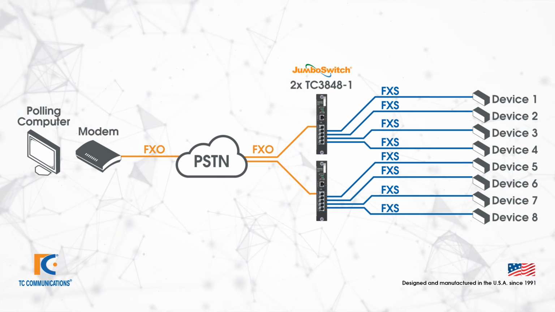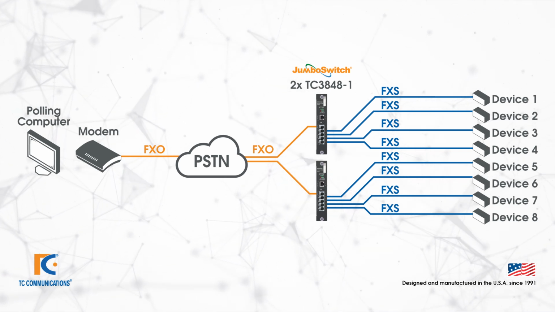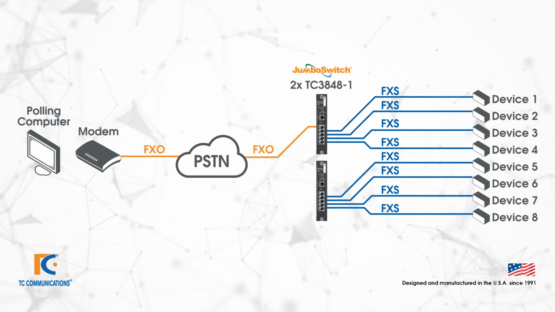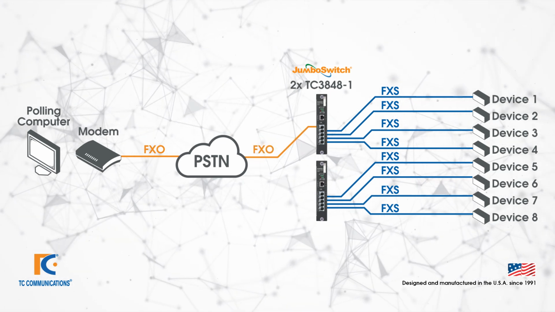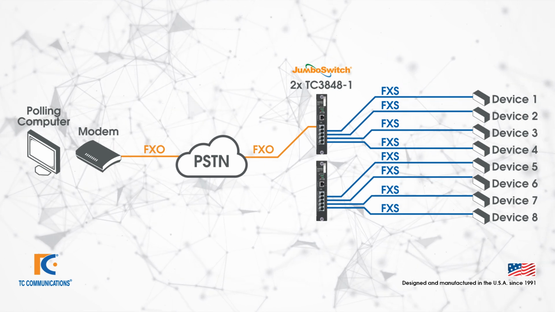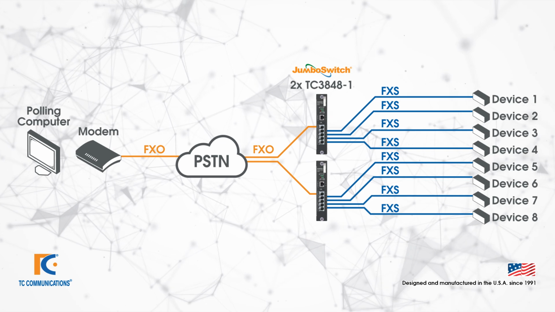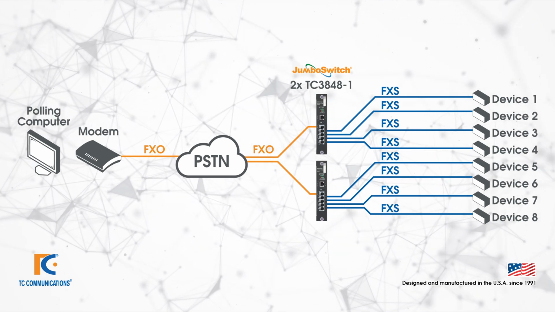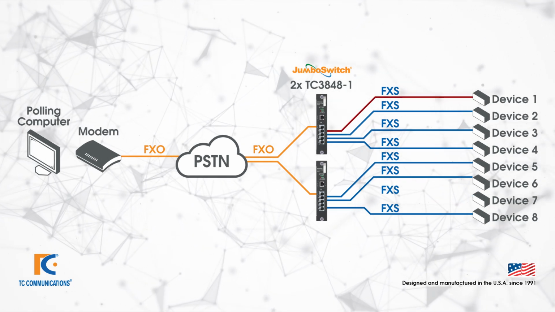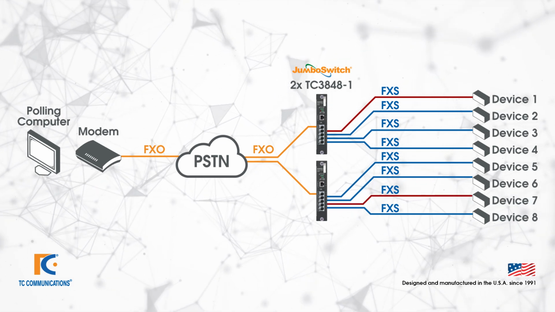This provides incredible flexibility and allows you to use a single FXO port to have only one phone line coming in to poll all 8 devices. Or you can use both FXO ports if you like, and you can use them simultaneously. For example, one FXO port can be talking to device 1, and the other can be talking to device 7.